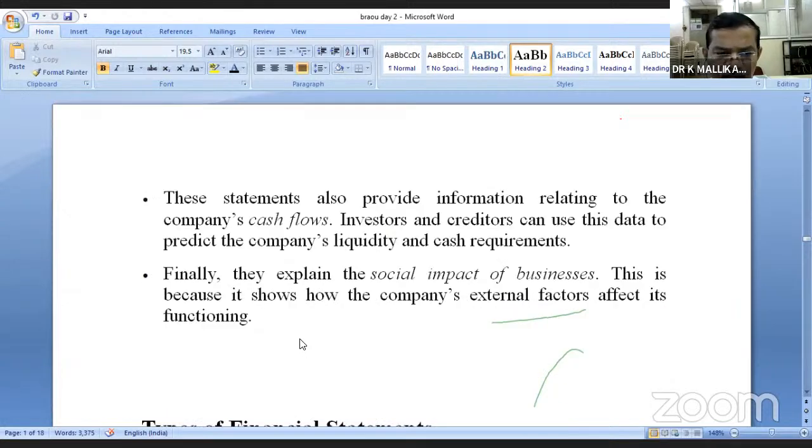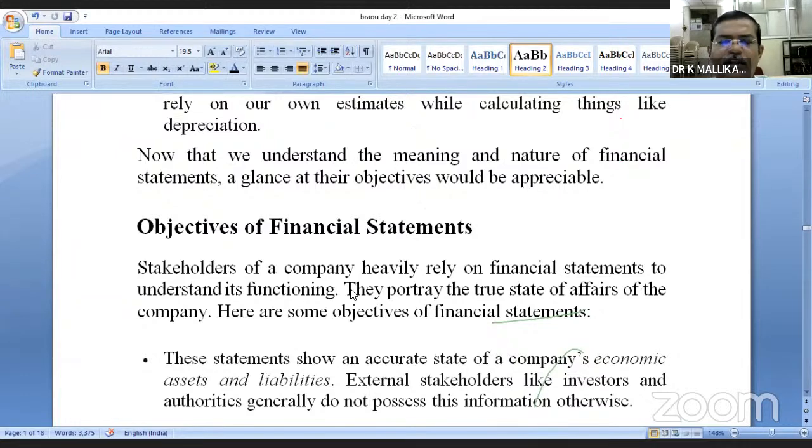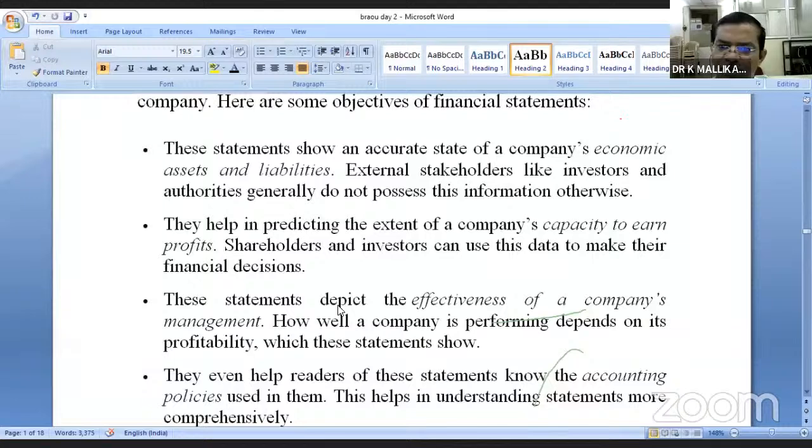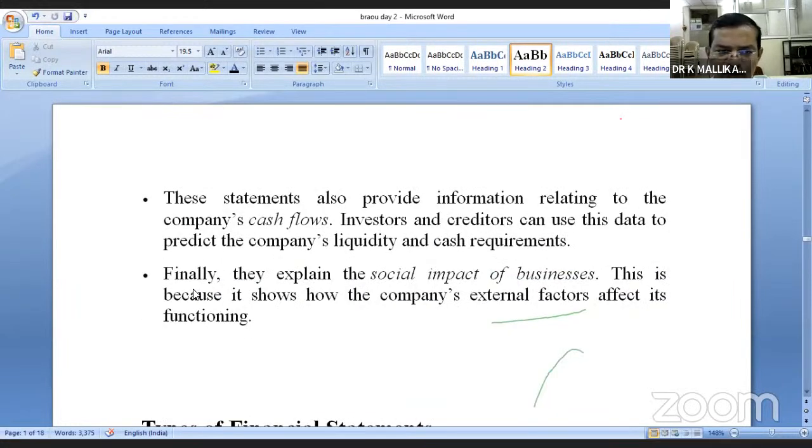Finally, they can explain the social impact of business. What is the social impact of a business, either from external sources or internal sources? So these are the major objectives of financial statements, right? Assets and liabilities, capacity to earn, efficient management, accounting policies, and also cash flow.